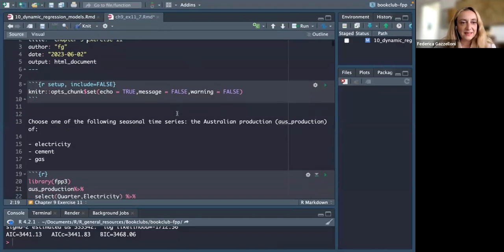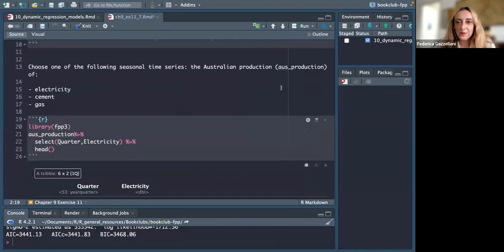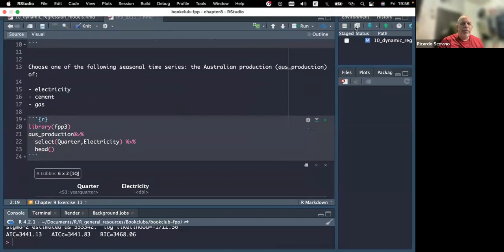Okay, can you see my screen? Yeah, okay. I don't know, do you hear any background noise, perhaps some noise? No. Okay. No, I hear perfectly.